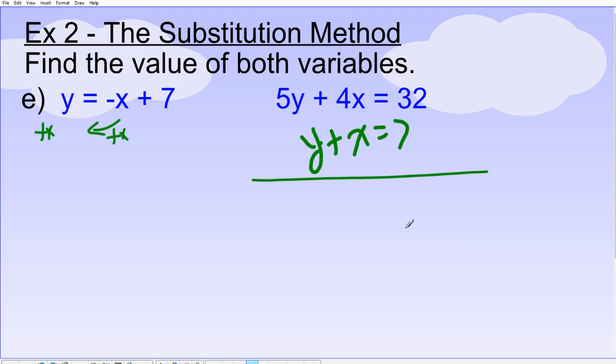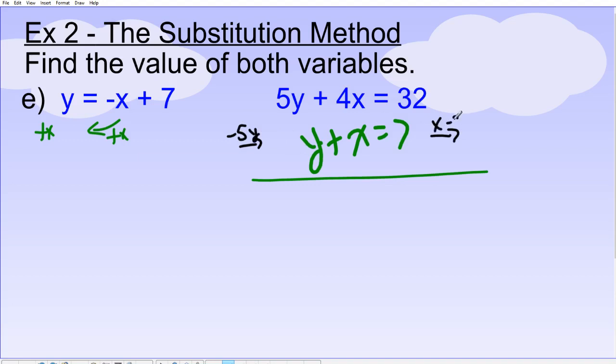So, I can make my y's cancel by making this a -5 out here. If this was a -5, my y's would cancel. That's one thing I could do. I could make my x's cancel if this was a -4x. My x's would cancel. But I'm just going to multiply by -5 to make this a -5y, that's what I want to get.